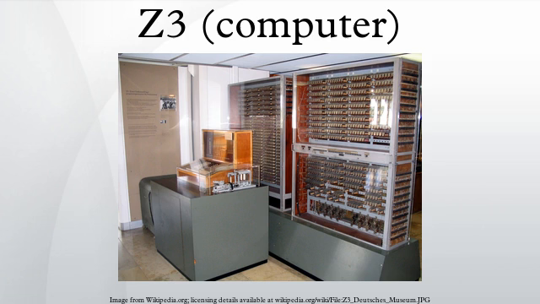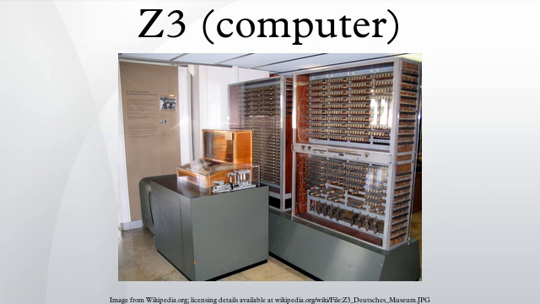The Z3 was an electromechanical computer designed by Konrad Zuse. It was the world's first working programmable, fully automatic digital computer. The Z3 was built with 2000 relays, implementing a 22-bit word length that operated at a clock frequency of about 5 to 10 Hz. Program code and data were stored on punched film.